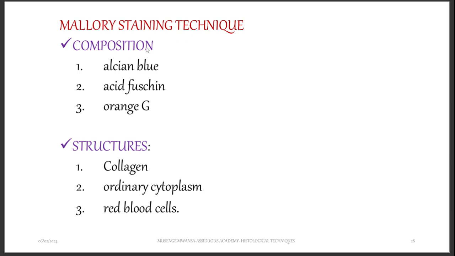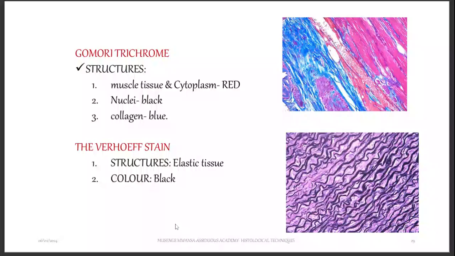You also have the Mallory staining technique. So please take note. If they say Mallory staining technique, the Mallory staining has got three dyes. You have got Gaussian blue, acid fuchsin, and orange G. You see that in equation. What are the components of the Mallory staining technique? AAO, Gaussian blue, acid fuchsin, and orange G. So the Mallory staining technique will stain collagen, cytoplasm, and the red blood cells. You also have the Gomori trichrome, which will be able to stain the muscle, the nuclei, the collagen, and then you have got the Verhoef stain. Please, this one, don't forget it, the Verhoef. Remember, I said all tissue is made up of cells and extracellular matrix.